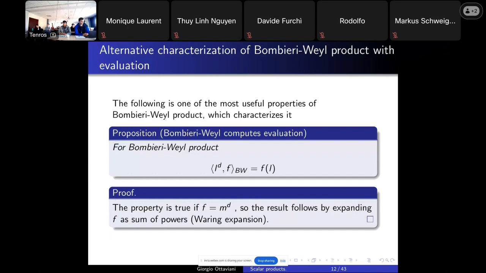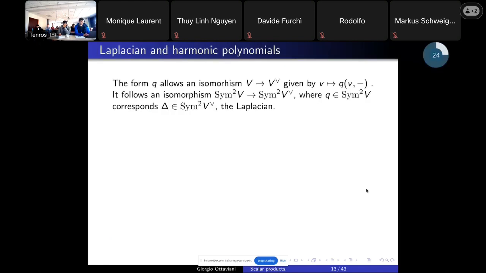And then if you expand f as a sum of powers by linearity, the property is true for every f, because you see this equality is linear in f. And note it is not linear in L, it is linear in L^d, because this means evaluation. So the expression contains L at power d. Okay, that's beautiful and makes two different points of view about Bombieri-Weil.